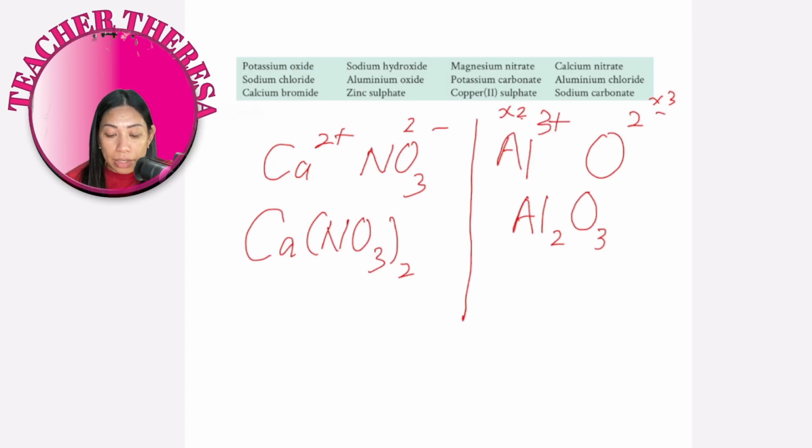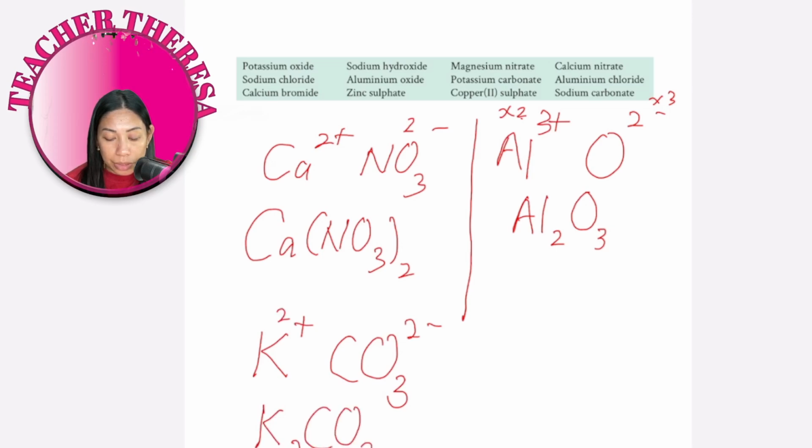Alright, then you have potassium carbonate. Here is plus 1, 2 minus. So to make it neutral, times 2 to here, right? So here K2CO3.